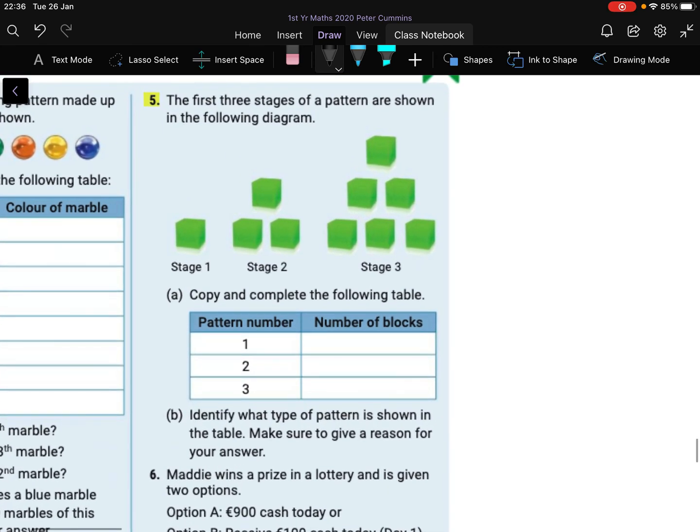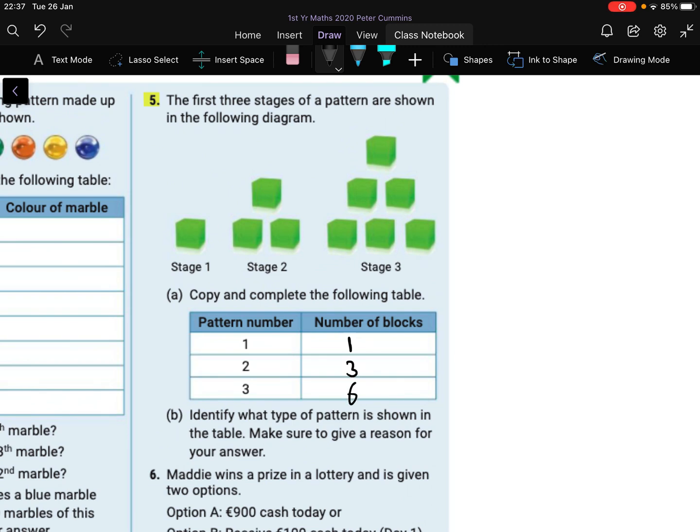Question 5. The first 3 stages of a pattern are shown in the diagram. So we have stage 1, stage 2, and stage 3. Okay, so we're up to question number 5. So stage 1, stage 2, and stage 3. Okay, so pattern 1 has, well, it's going to have 1 block. Pattern 2 has 3 blocks, and pattern 3 has 6 blocks.